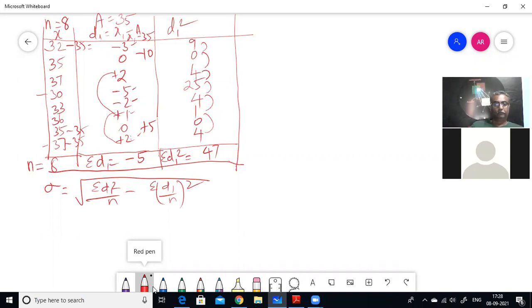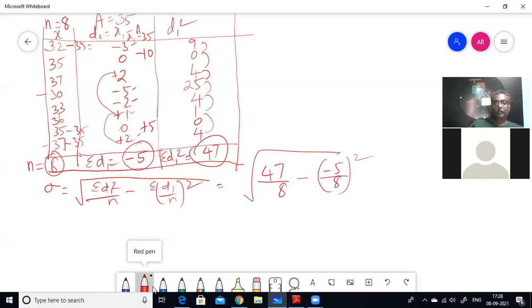Now substitute the values. Sigma d of i squared is 47. So 47 by n; n is 8. Then sigma d of i by n: sigma d of i is minus 5, n is 8, the whole squared. When a minus value is squared, it becomes a plus value. So 47 by 8 minus 25 by 8 squared.